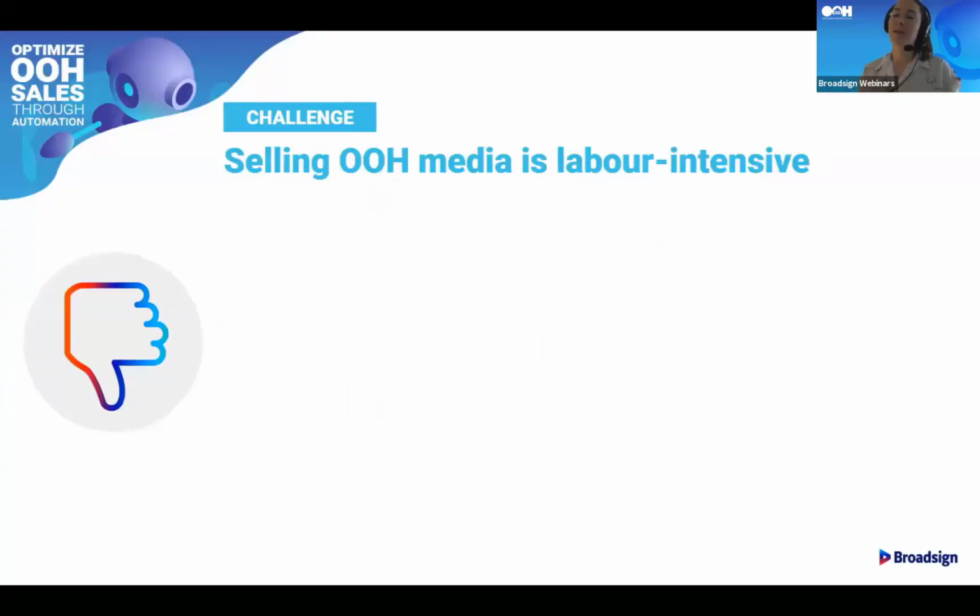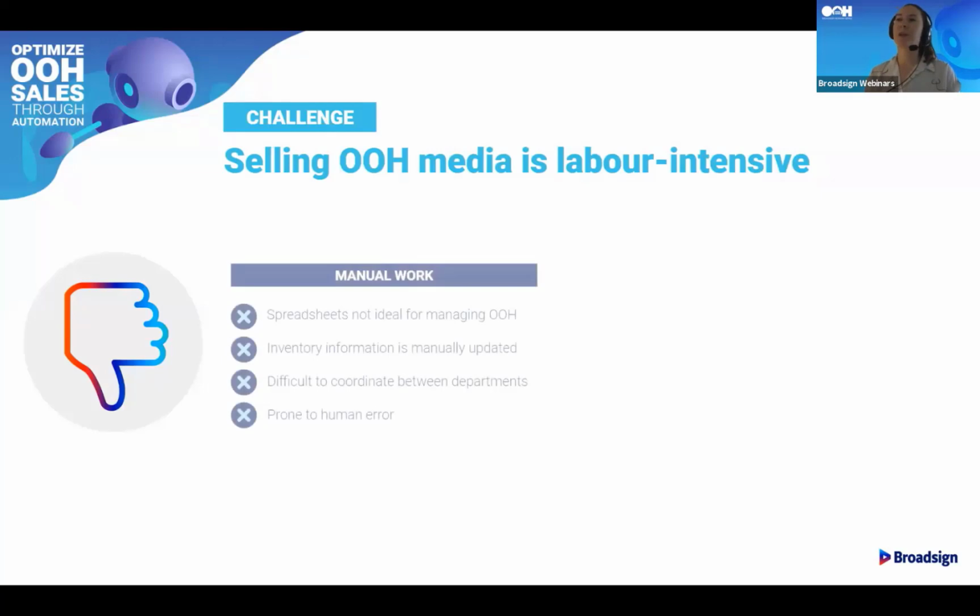Yeah, so as you were mentioning, Thomas, selling out-of-home media is actually labor intensive. And what we've seen is that a lot of media owners still use spreadsheets or internal tools to manage bookings and their inventory availability in general. But those options are usually not optimal for different reasons. First, when you go through spreadsheets, one of the first problems that comes to mind is that it's not meant for out-of-home inventory management, and out-of-home inventory management has its specifics that are hard to translate into spreadsheets.